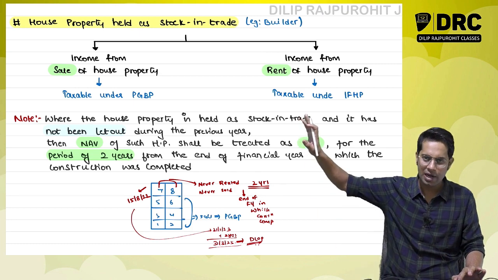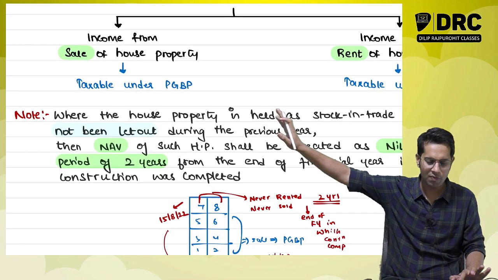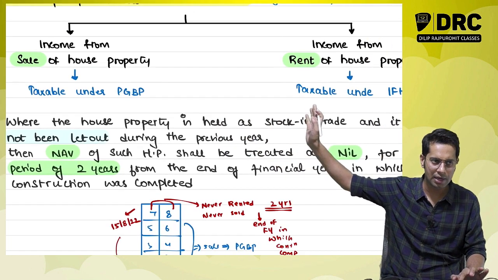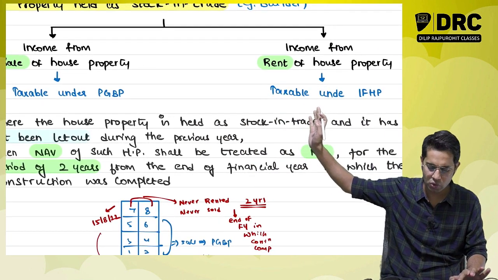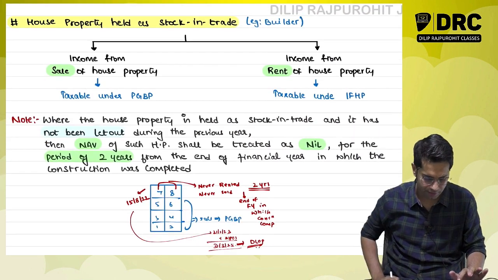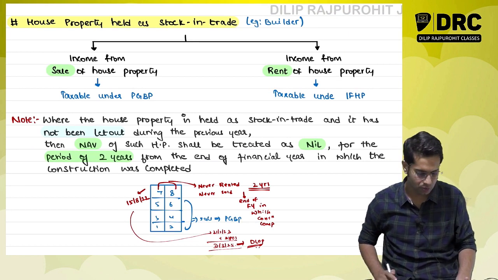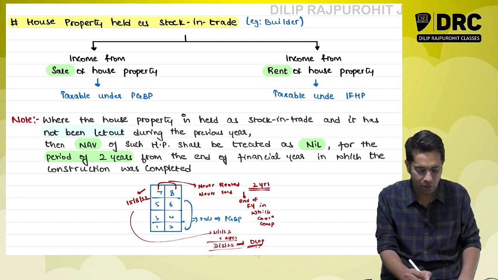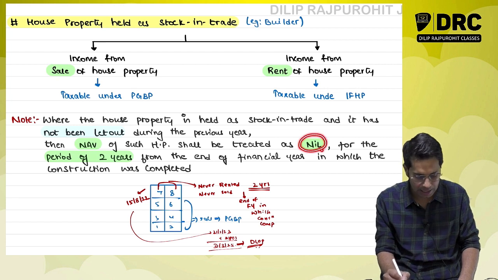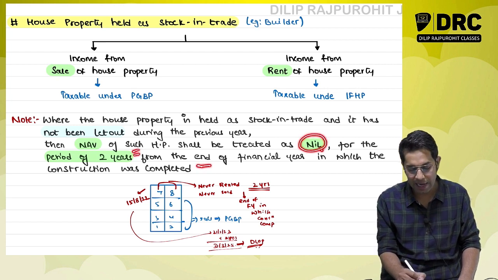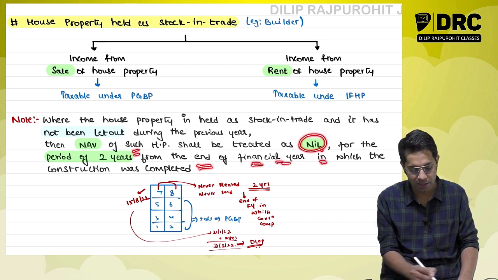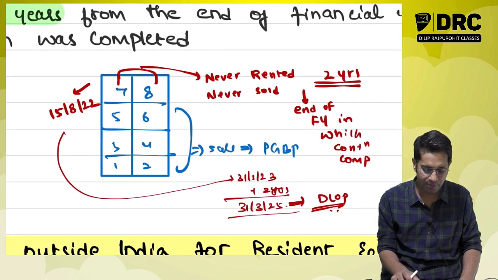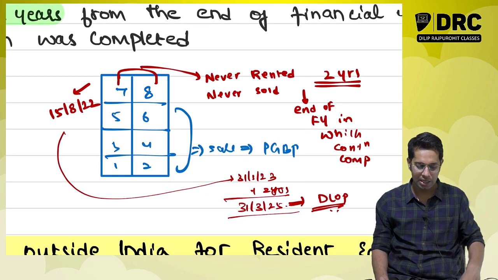So for house property held as stock in trade, income from sale of flat goes to PGBP, and income from renting of the unsold flats will be taxable under income from house property. Where the house property is held as stock in trade and it has not been let out during the previous year, the NAV of such house property will be taken as nil for a period of 2 years from the end of the financial year in which the construction was completed.